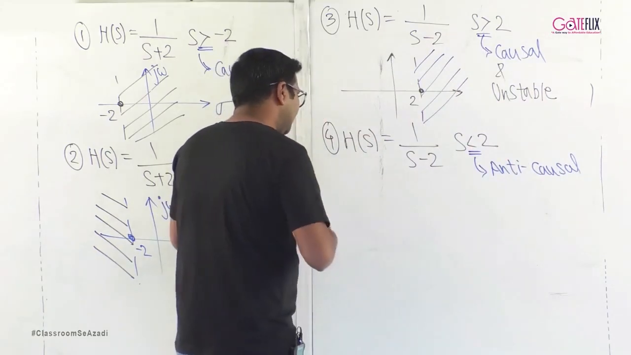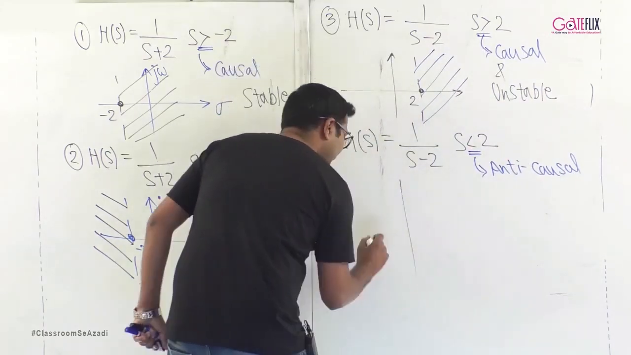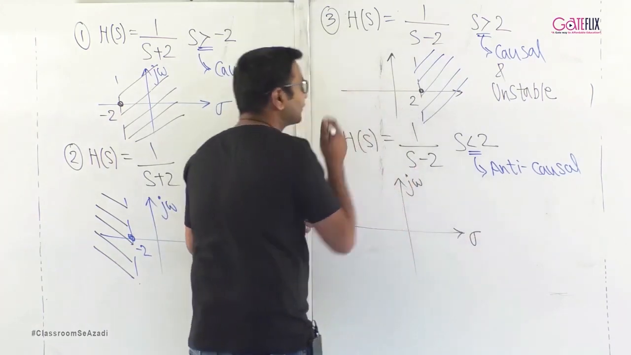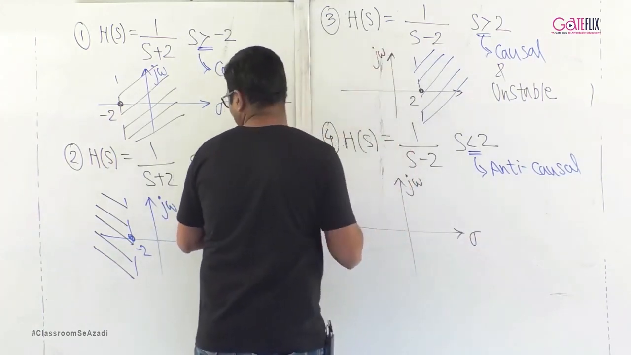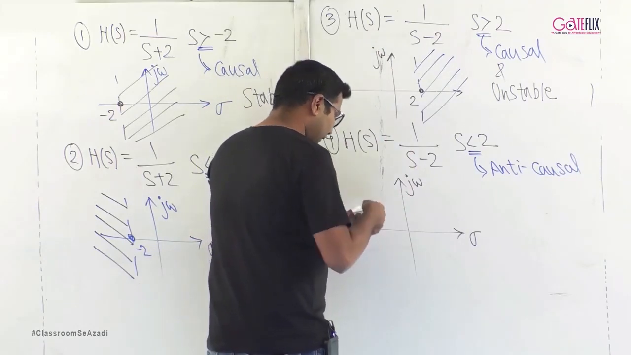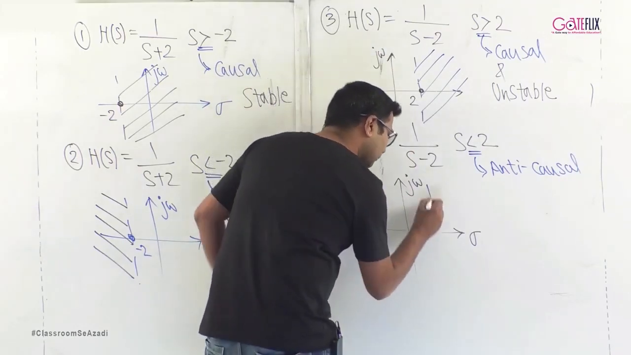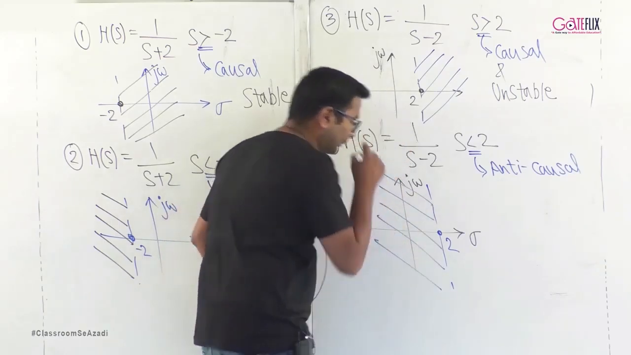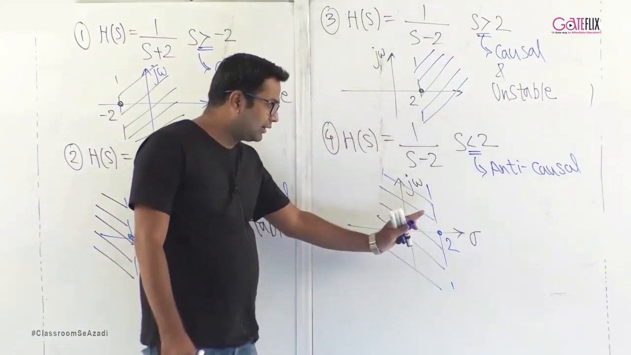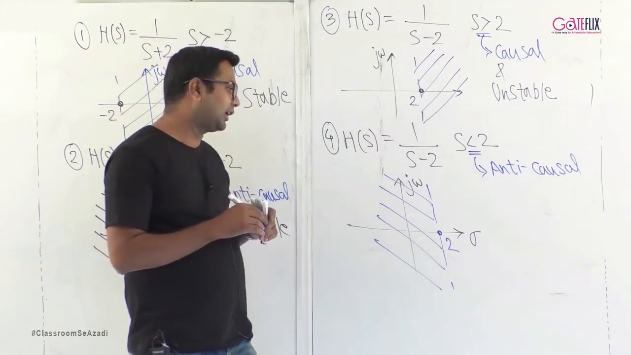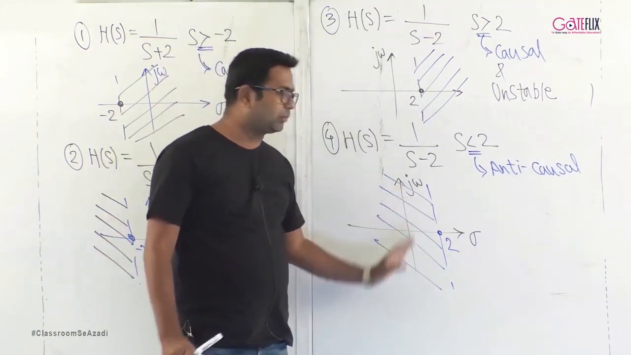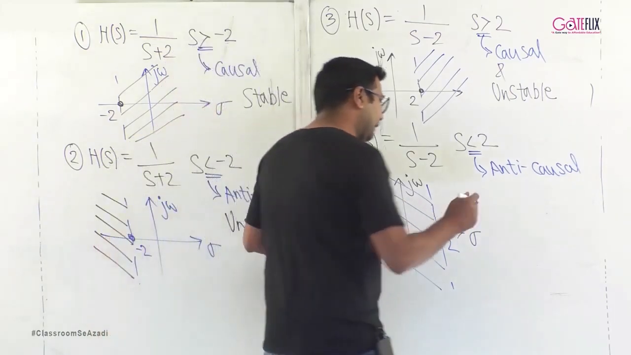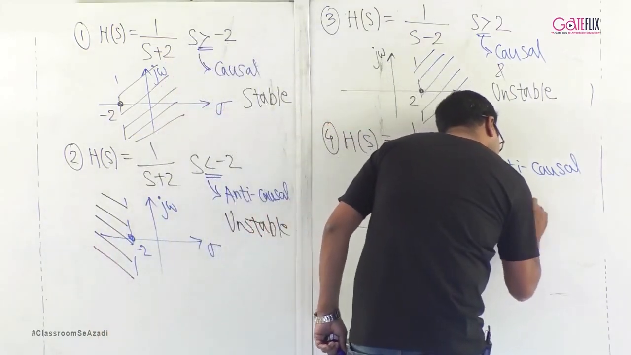Similarly, let us look at the last case. In the last case, ROC is s less than 2. Since the ROC is s less than 2, the ROC is the region to the left hand side of 2. Since ROC is the region to the left hand side of 2, we can clearly see that ROC includes j omega axis. Since ROC includes j omega axis, we can say that the system is stable.